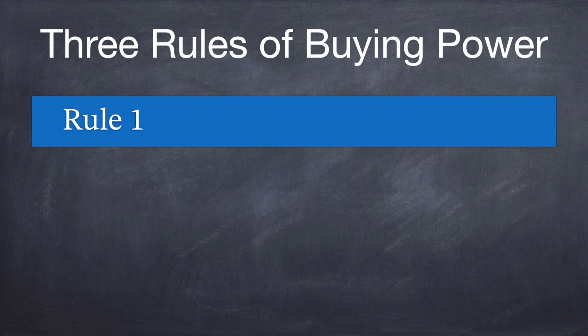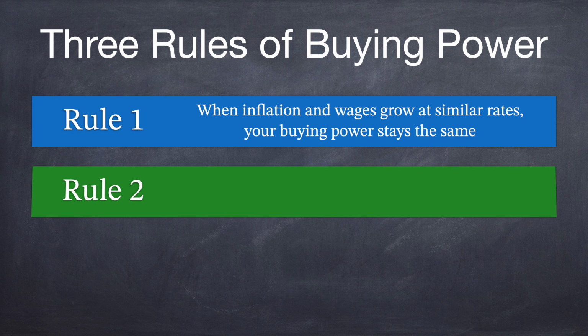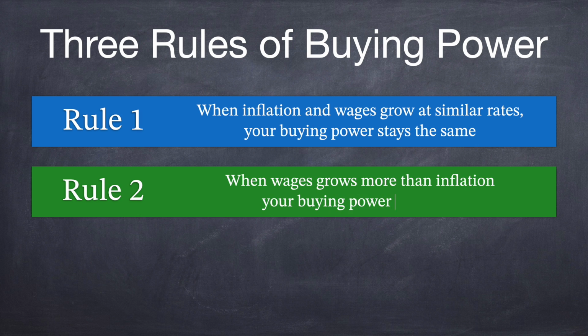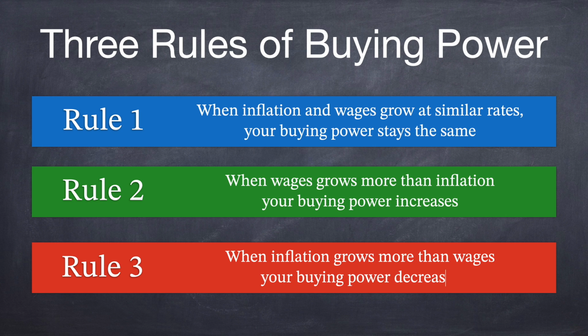Rule 1 is going to be, when inflation and wages grow at similar rates, your buying power stays the same. Rule 2, when wages grow more than inflation, your buying power increases. And then rule 3, as you can guess, is going to be the opposite of that. When inflation grows more than your wages, your buying power is going to decrease. So those are the 3 rules of buying power.